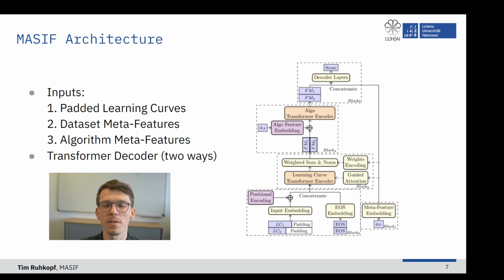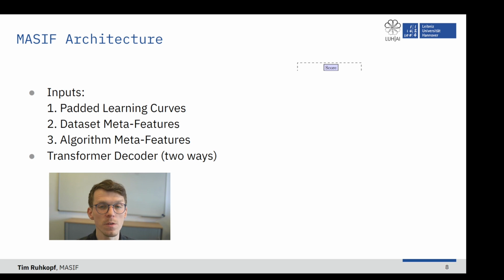Enter our MASIF architecture. Let's start at the top with where we want to end up before we figure out how we get there. We want to formulate a ranking over all our candidate algorithms. To do so, we utilize torchsort with Spearman ranking as a differentiable ranking loss. Let's go to the bottom of it.